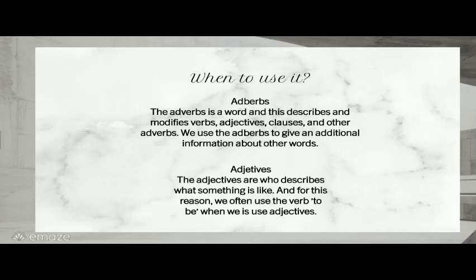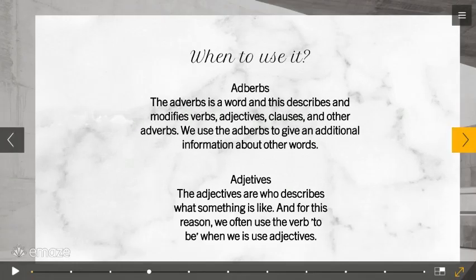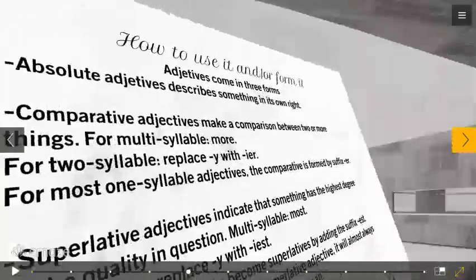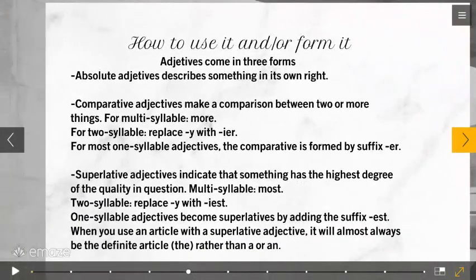And adjectives. Adjectives describe what something is like. For this reason, we often use the verb to be with adjectives. Adjectives come in three forms. The first one, absolute adjectives, describes something in its own right.